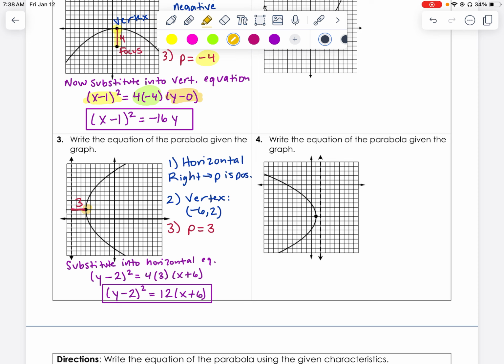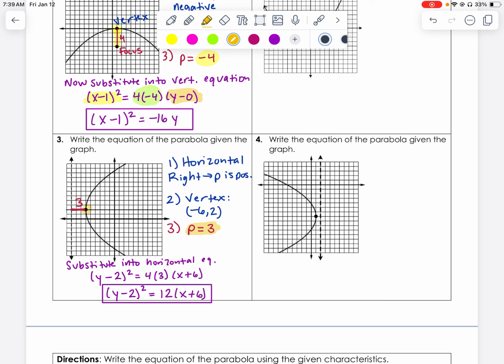Now this time, the new difference as well, besides it being horizontal, is I have given you the directrix. Well, guess what? P is still the distance between the directrix and the vertex, and that counts out as 3 units. P is positive 3 since it's going to the right.